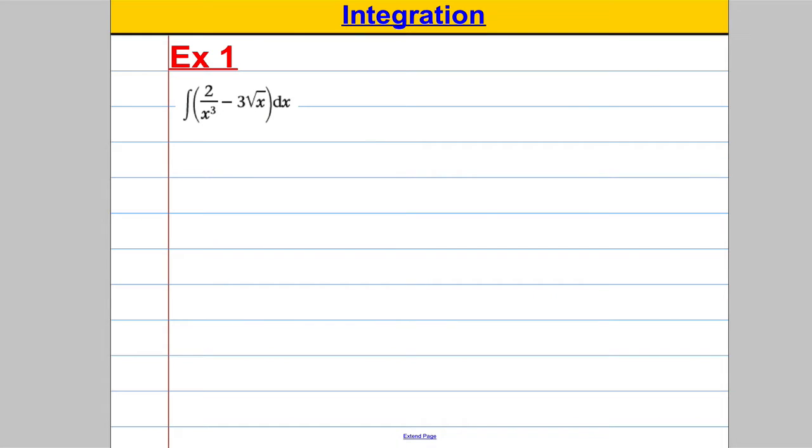Here's the first question we're going to do together. We're going to integrate 2 divided by x cubed, subtract 3 square root x. Now the first thing we must do is put everything in power form before we can integrate. So before I even start integrating, the first step is put in power form plus simplify where appropriate.